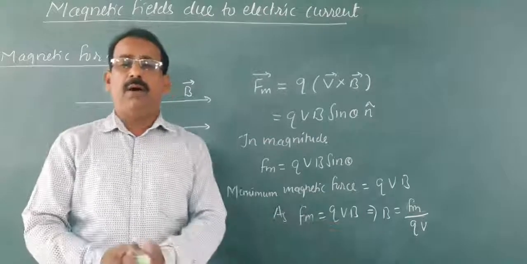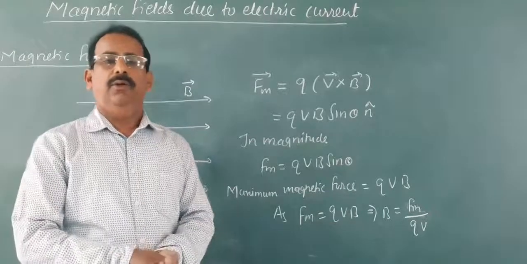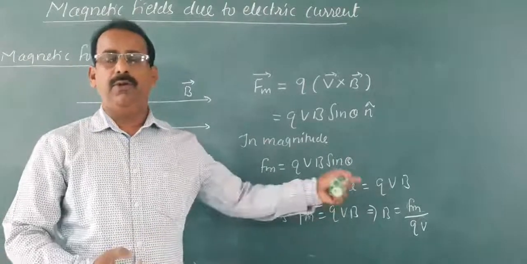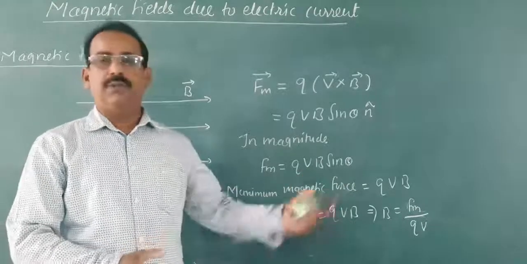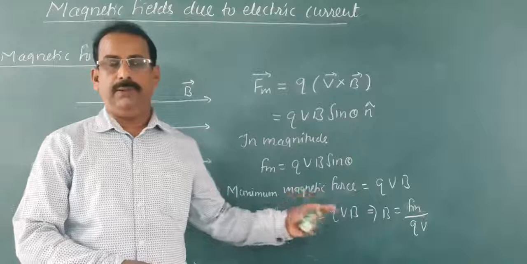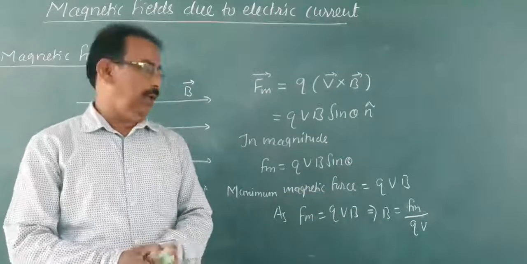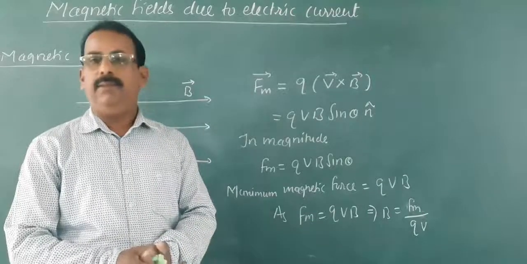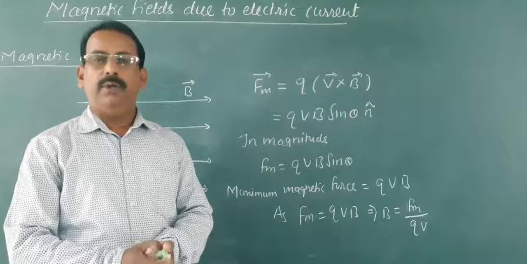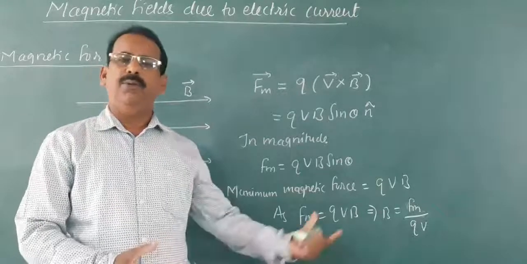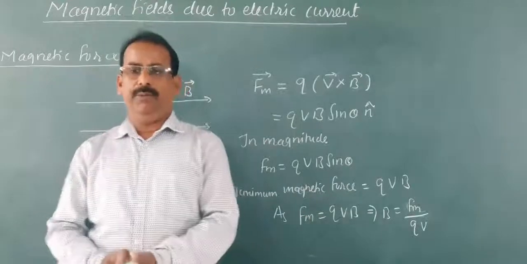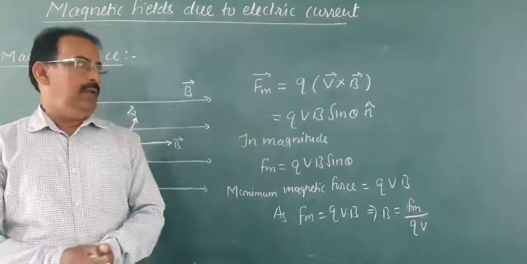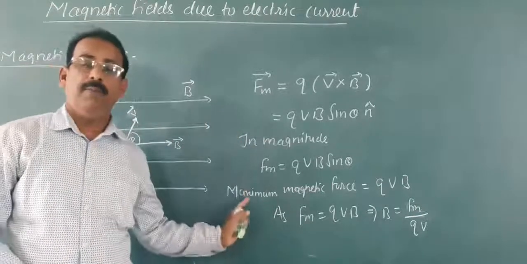From this mathematical form for magnetic field, we can decide the units for magnetic field. Unit for force is Newton. Unit for charge is Coulomb. And unit for velocity is meter per second. Therefore, unit for magnetic field, you will get Newton into second upon Coulomb into meter. And also we can find dimensions for magnetic field from this mathematical form.